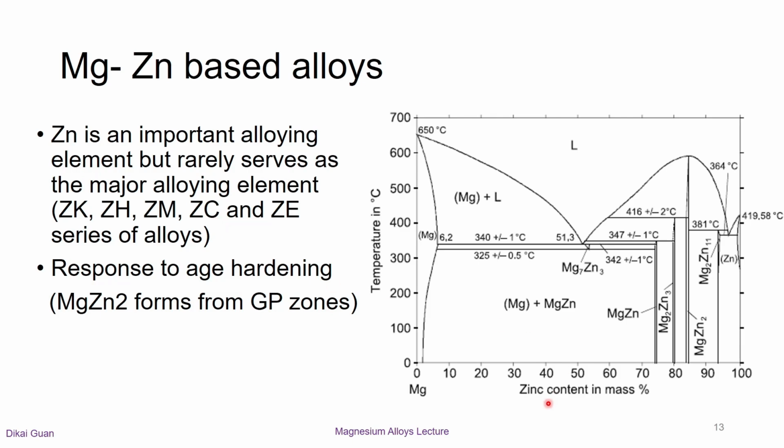The binary magnesium-zinc phase diagram shows a eutectic at 51.3 mass percent. There is 6.2 mass percent solubility at the eutectic temperature. Thus, zinc also has a positive response to age hardening in magnesium alloys. MgZn can be easily formed from the oversaturated magnesium matrix, and MgZn2 can form from GP zones with suitable heat treatment.